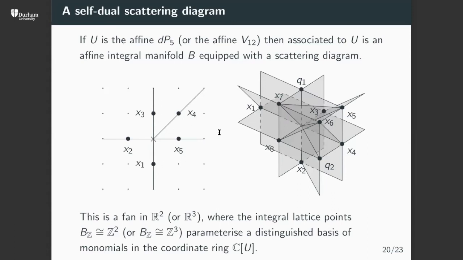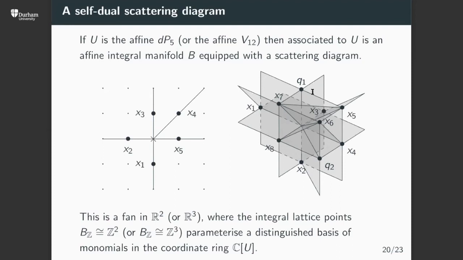So both of these cases, the case d equals 3, you get this much more complicated looking three-dimensional fan. But you notice that for every point, every ray in this fan, I have an associated cluster variable. And if I move between chambers in this fan through walls, then that corresponds to doing mutations. So these fans are actually dual to the exchange polytopes of the cluster varieties.